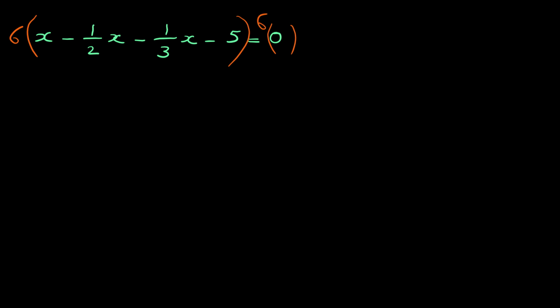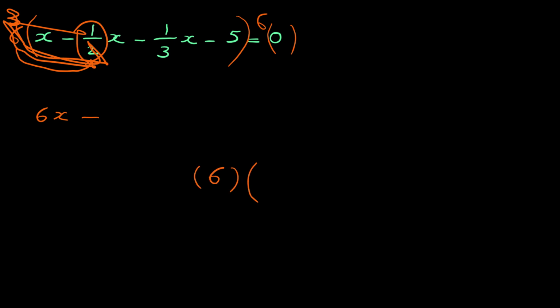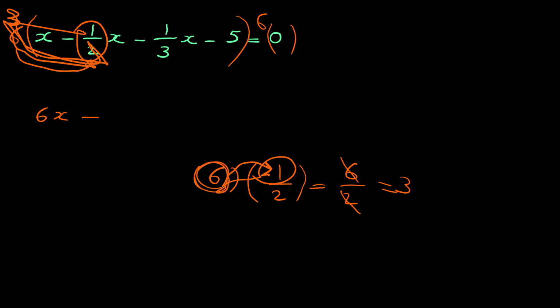6 times x is 6x minus 6 times 1/2. 6 with 2 simplifies, and then we have 3. 6 times 1/2, please attention, is basically 6 over 2. 6 divided by 2 is 3. But you don't need really to multiply by denominator. Before that, simplify 6 with 2. 3 remains here. 3 times 1 is 3. This is the better way.